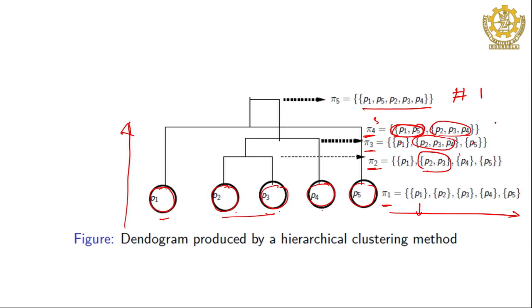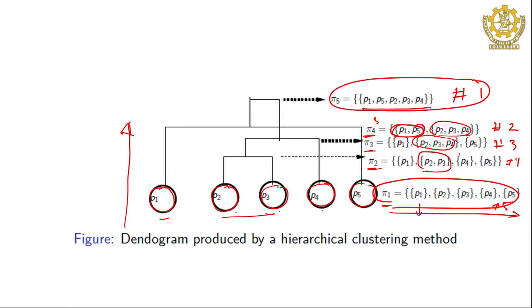So, here number of clusters is 2, here number of clusters is 3, here number of clusters is 4 and here number of clusters is 5. As you understand, the last one and the first one are trivial. Okay. So, there is no need to do anything, but in between you need to have some algorithm to partition the data, a systematic approach.